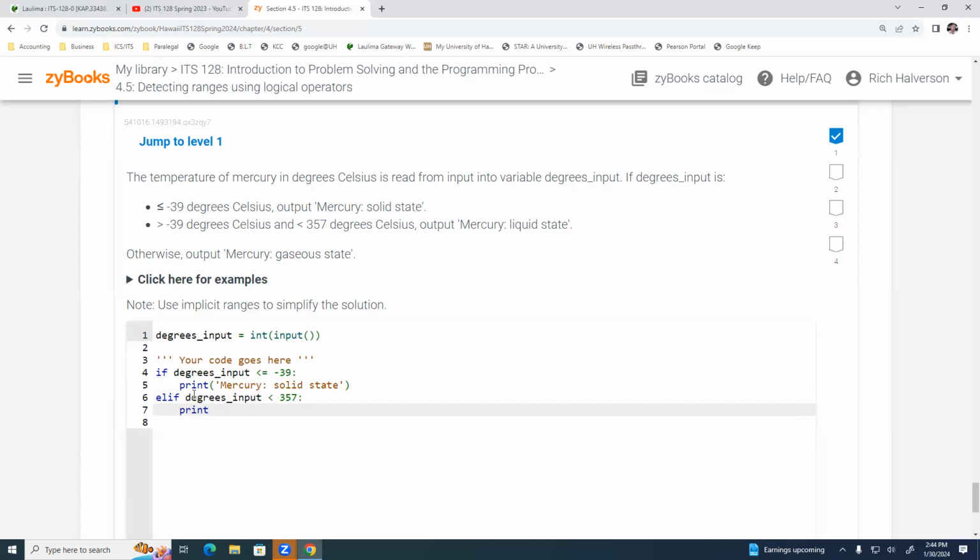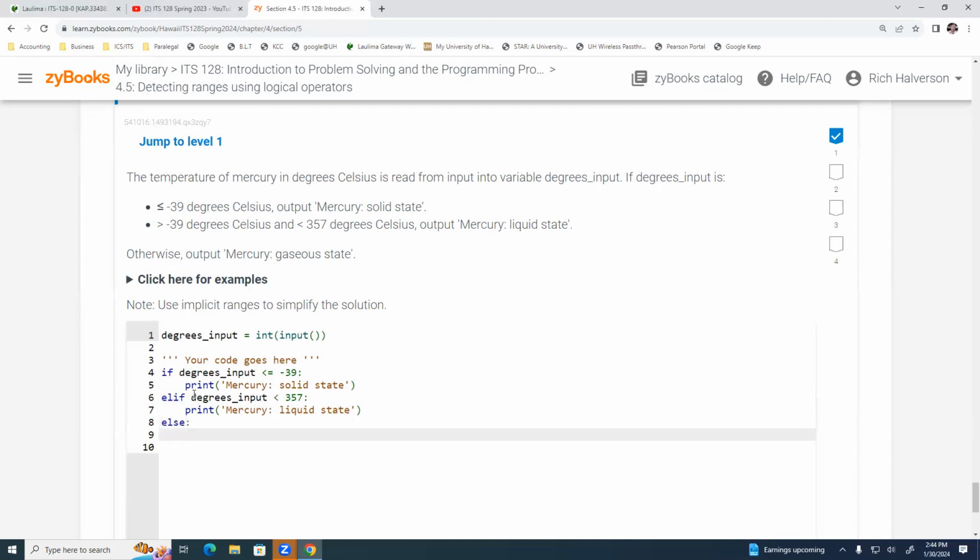Print mercury liquid state. And if we get all the way to here, then we know that mercury has got to be 357 degrees or more. Because if it was less than 357 degrees, it would at least be here. And in fact, if it was all the way down less than minus 39 degrees, it's at the first branch. And anything below that, it's still there. Okay. There's nothing more solid than a solid state.